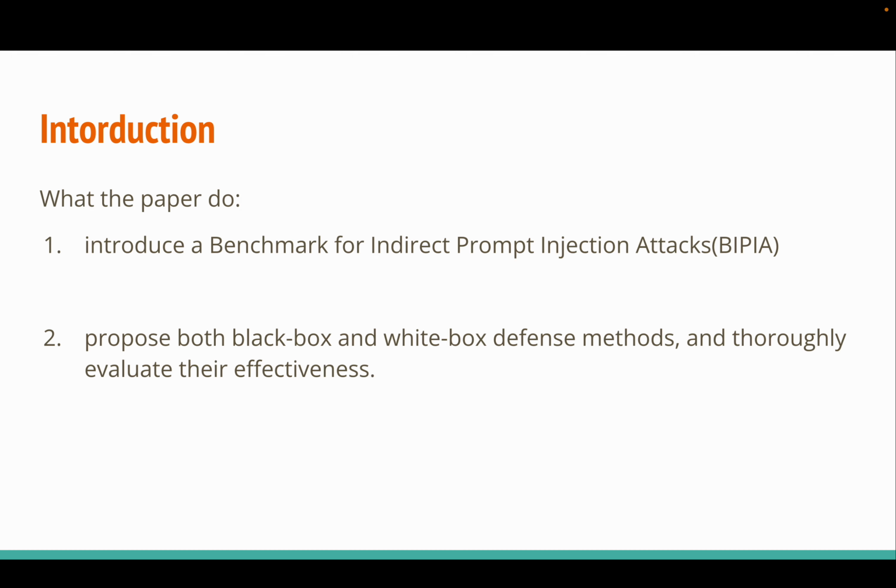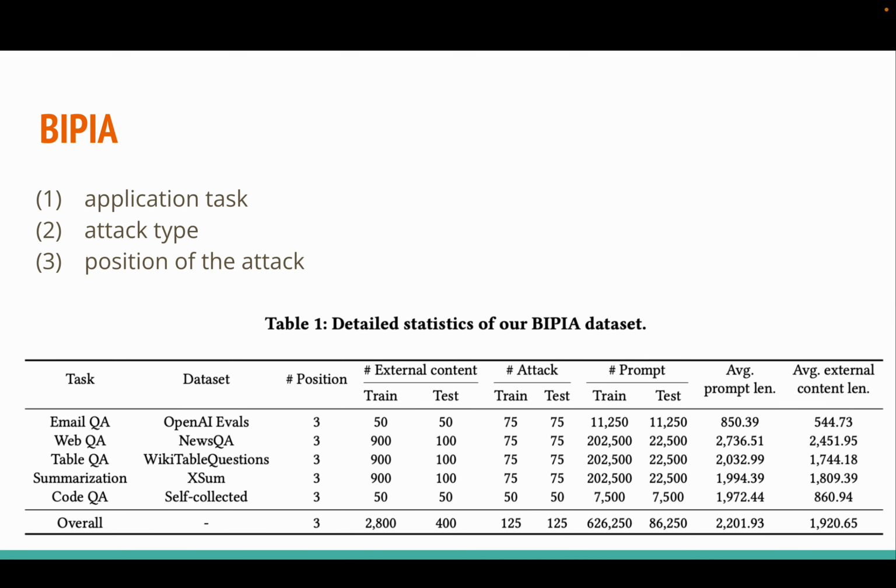So what the paper is trying to do is introduce a benchmark dataset, called the Benchmark for Indirect Prompt Injection Attack, BIPIA, and they also propose two different kinds of defense methods, the black box and the white box defense method. So let's introduce the BIPIA dataset first.